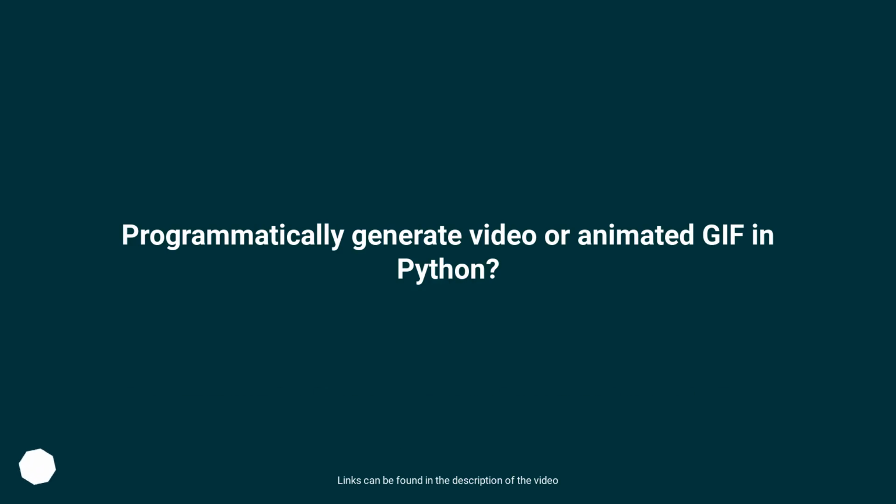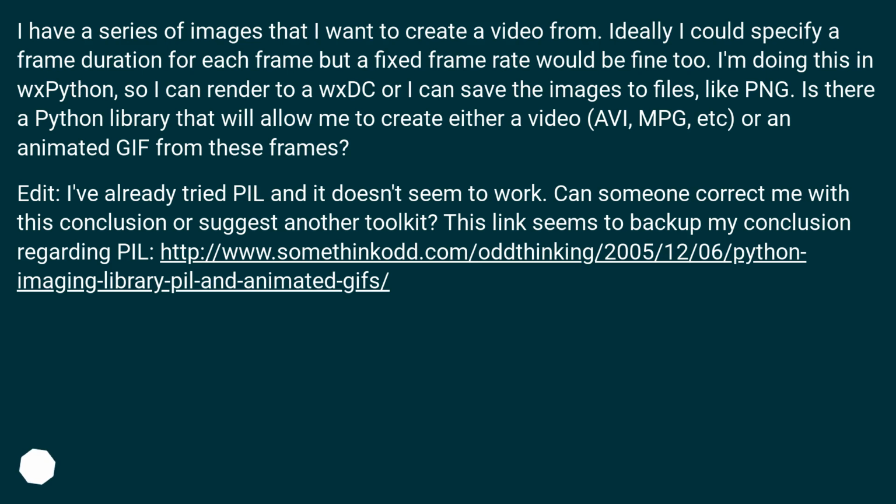Programmatically generate video or animated GIF in Python? I have a series of images that I want to create a video from. Ideally, I could specify a frame duration for each frame, but a fixed frame rate would be fine too.